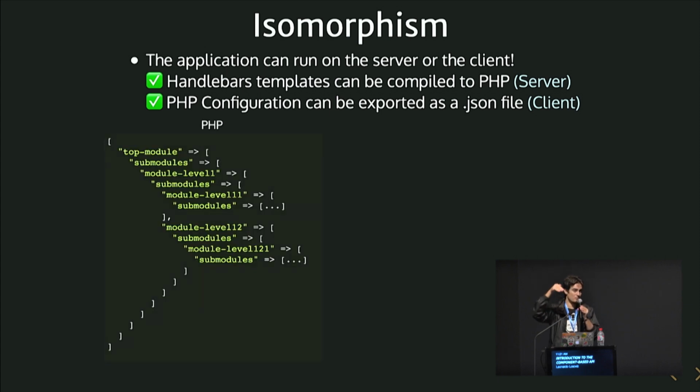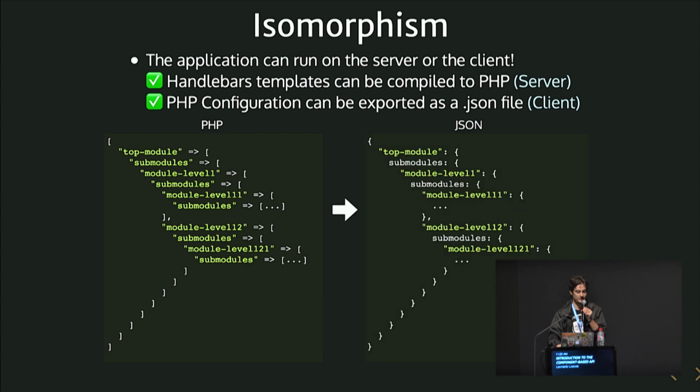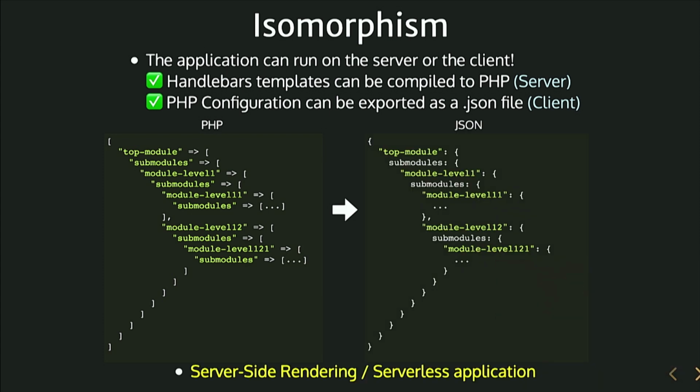And on the other side, the PHP configuration can be exported as a JSON file, because basically this component hierarchy is a big array of components listing all of their properties and then saying these are my subcomponents, listing their properties saying these are my subcomponents. So this is an array. You just execute JSON encode on this and you obtain a JSON. So that means that you have on one side the possibility to run this on the server and execute server-side rendering, okay? And on the other side you can export this for the front end, and you have a serverless application. It's up to you. And the code is the same, and it works on both back end and front end.